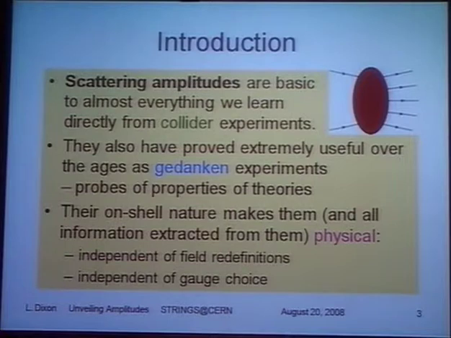So scattering amplitudes are really completely basic to almost everything we learn directly from collider experiments. And so they're an important source of information about experimental reality in the world around us. But they've also proved extremely useful over the years in doing not just real experiments, but Gedanken experiments, and probing the properties of theories, and learning about the structure of theories, as well as the structure of the amplitudes within those theories. And the fact that they're on shell makes them, and all the information you get out of them, physical, independent of field redefinitions, for example, in the case of identifying counterterms, independent of gauge choice. And it also often lends them a lot of simplicity.